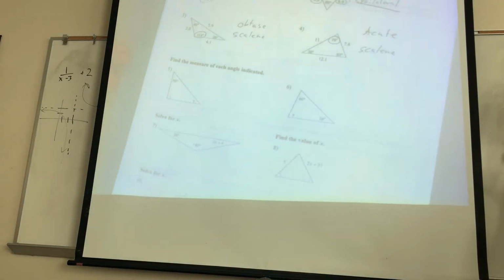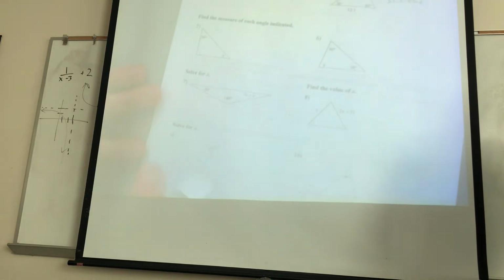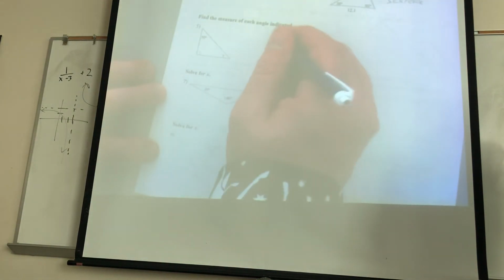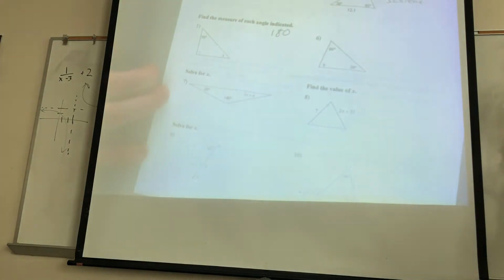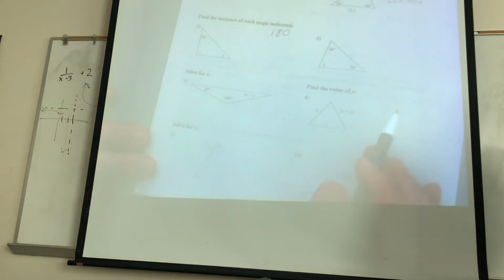If you have 2 sides the same, it's an isosceles triangle. That means 2 of the angles are also going to be the same. So just be on the lookout for stuff like that. The measure of the angle, all 3 angles of a triangle are going to add up together to be 180. So all you really have to do on 5 and 6 is just subtract.